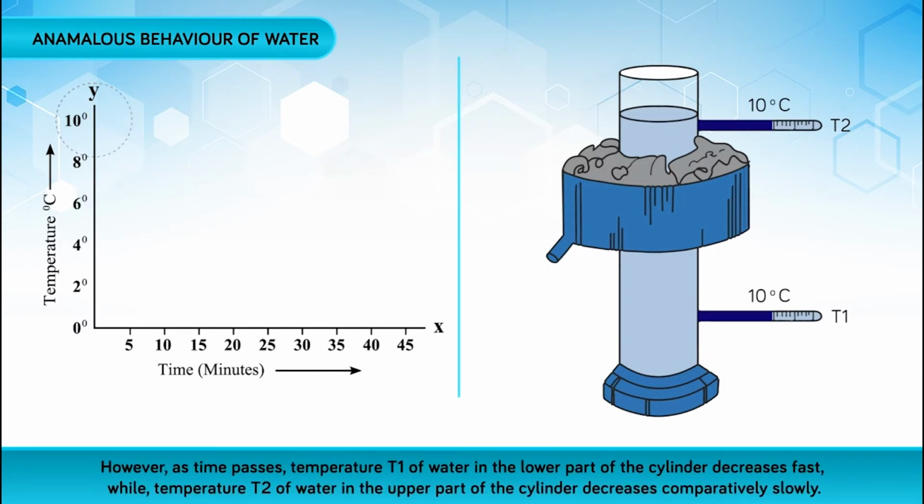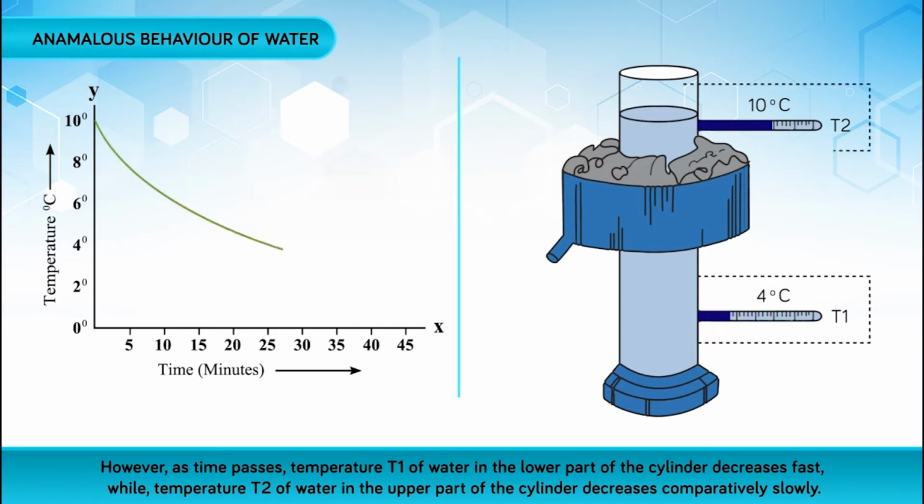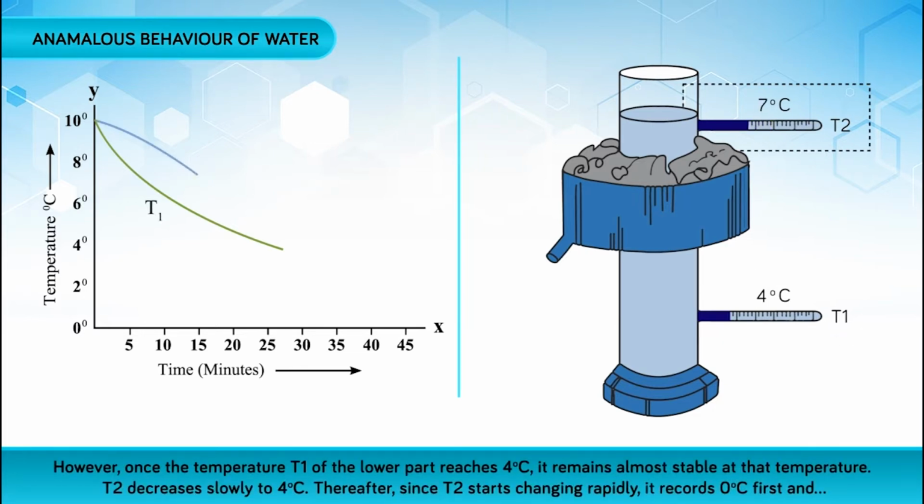However, as time passes, temperature T1 of water in the lower part of the cylinder decreases fast, while temperature T2 of water in the upper part of the cylinder decreases comparatively slowly. However, once the temperature T1 of the lower part reaches 4 degrees Celsius, it remains almost stable at that temperature. T2 decreases slowly to 4 degrees Celsius.